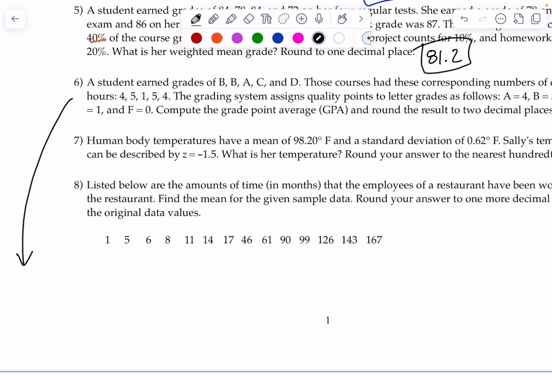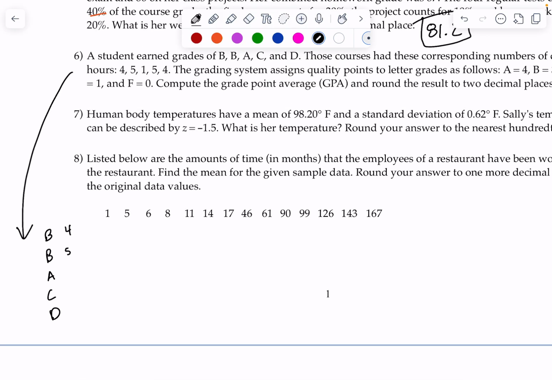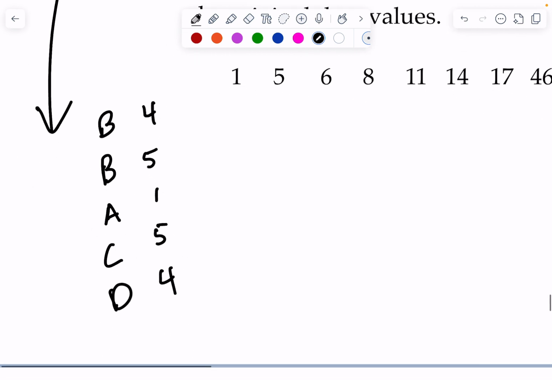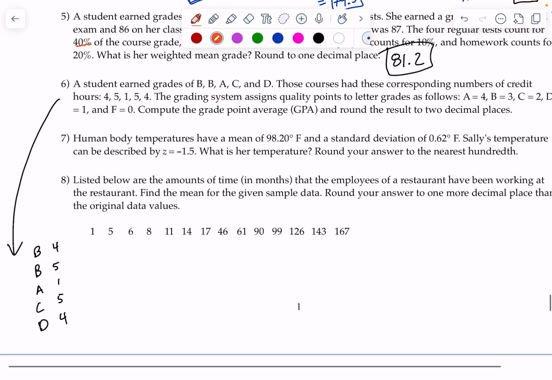We got a B. We got a B. We got an A. We got a C. And we got a D. And those courses had credits that were 4, 5, 1, 5, 4. Okay? The problem is I can't take B times 4 and I can't take B times 5, right? So what I have to do is use numbers instead of the A, B, C, D letters, right? So an A is worth 4, a B is worth 3, a C is worth 2, and a D is worth 1, and an F is worth 0, but I didn't get any Fs, right? Okay, so there's that. So now I'm going to end up multiplying those together.